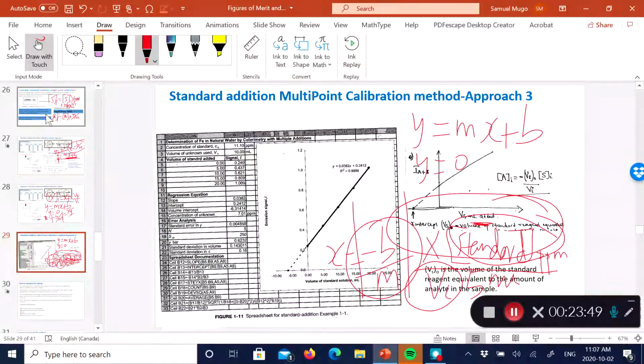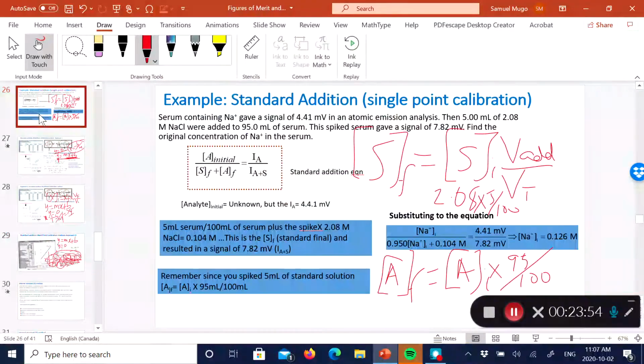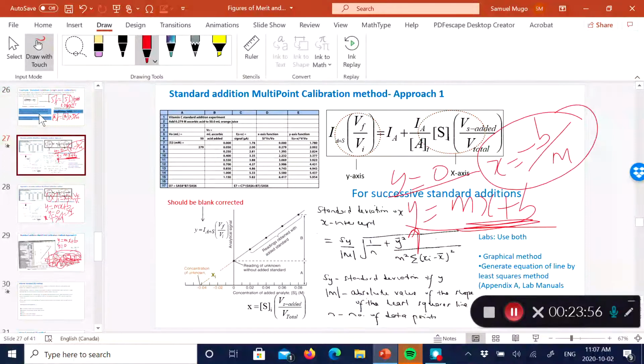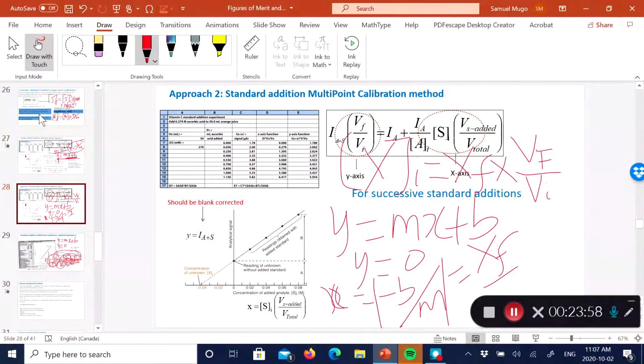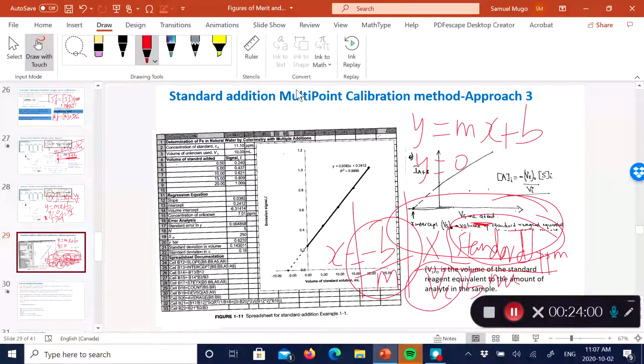But again, it's up to you which method you think you can best use: method 1, method 2, and method 3, although I think method 3 is much, much simpler.